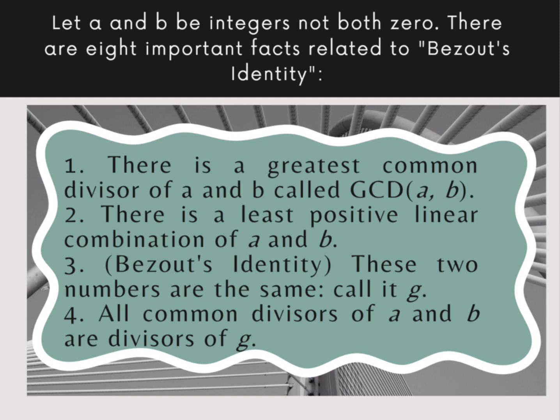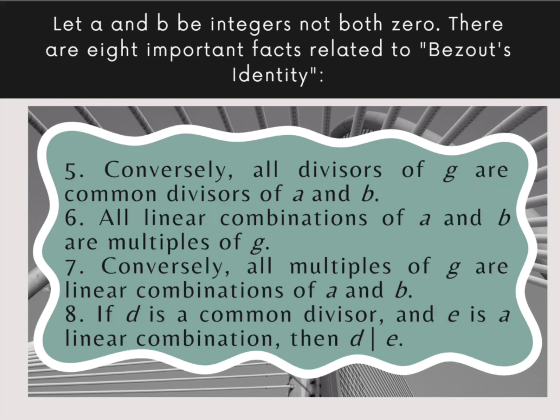Also, in Bezout identity, these two numbers are the same and it can be called g. So all common divisors of a and b are also divisors of g. Conversely, all divisors of g are common divisors of a and b. 6. All linear combinations of a and b are multiples of g. 7. Conversely, all multiples of g are linear combinations of a and b. Lastly, if d is a common divisor and e is a linear combination, then d divides e.